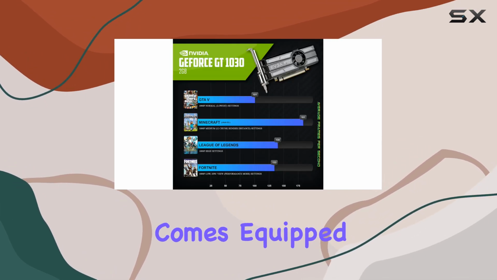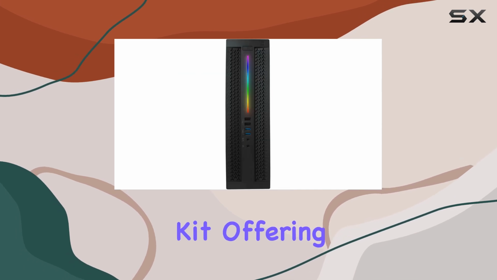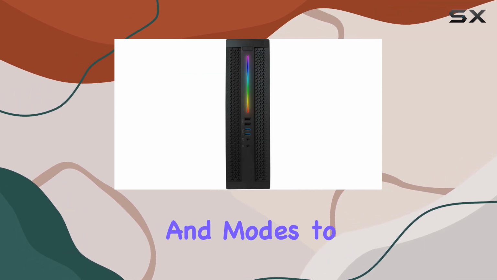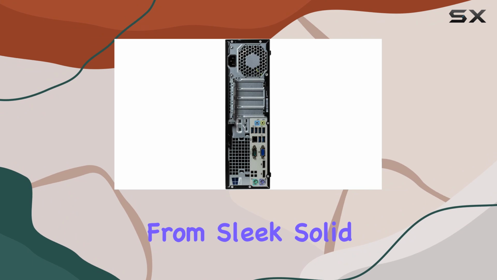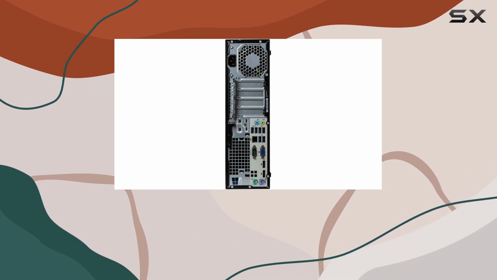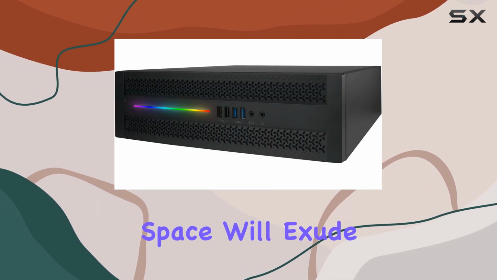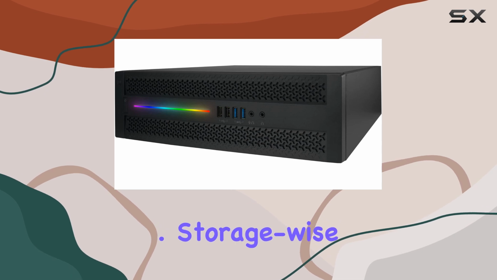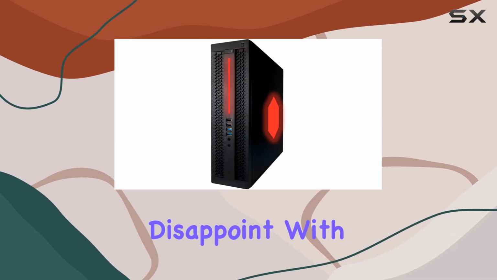The HP Elite comes equipped with a stunning RGB lighting kit, offering 13 vibrant colors and modes to match your mood or gaming setup. From sleek solid hues to mesmerizing spectrum displays, your gaming space will exude personality like never before. Storage-wise, this rig doesn't disappoint.